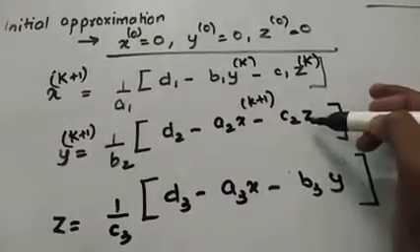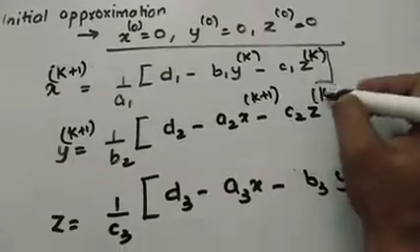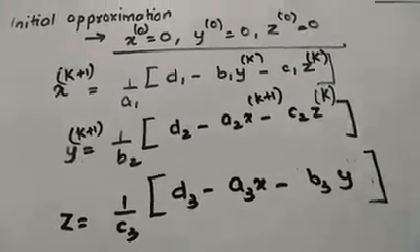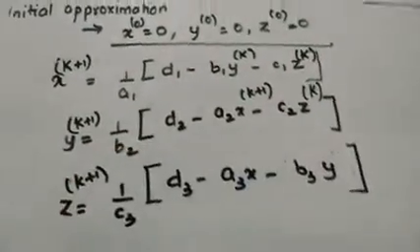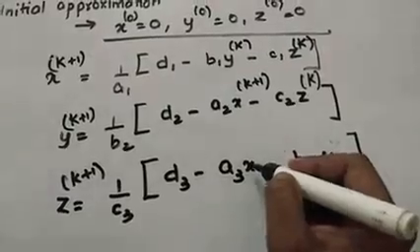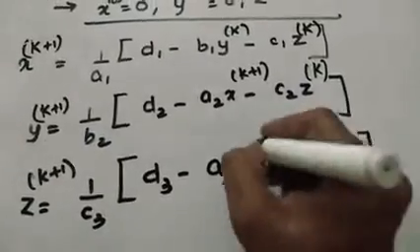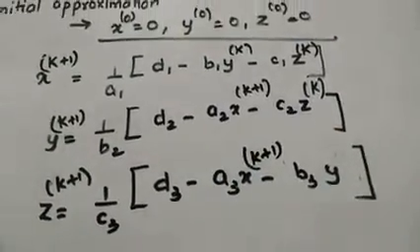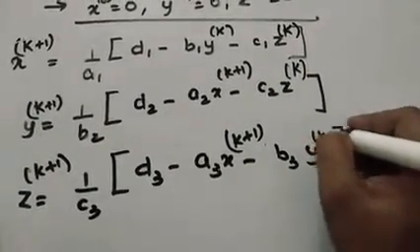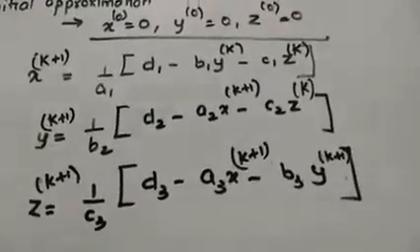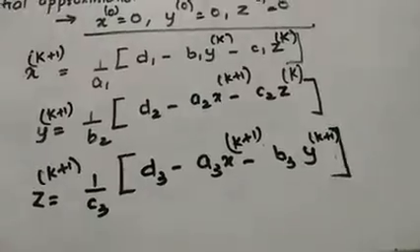Now for z, we have not found anything about z, so here we are going to write z as the kth step. And for the last one, for finding z, in this iteration procedure we have already found our x(k+1), so we will write x(k+1) here, and we have also found our y(k+1), so we have put k plus 1.